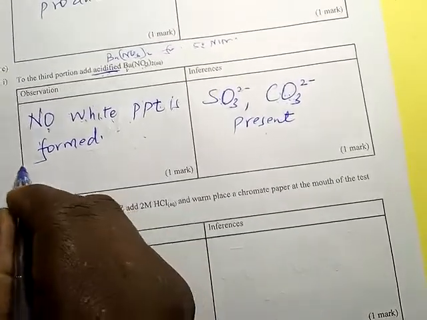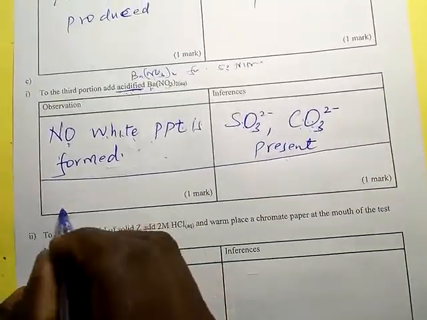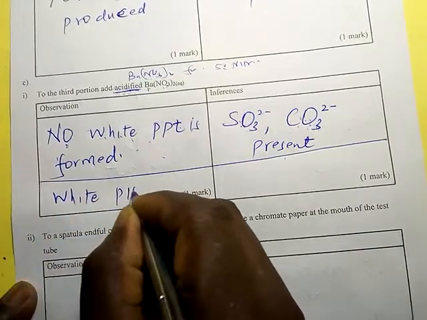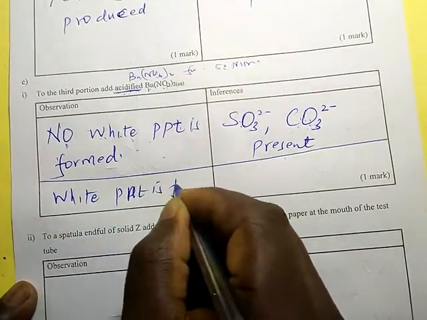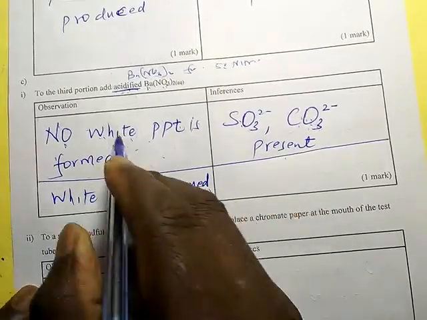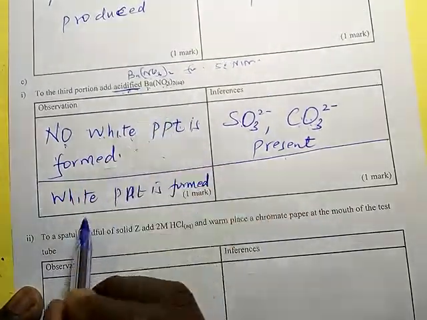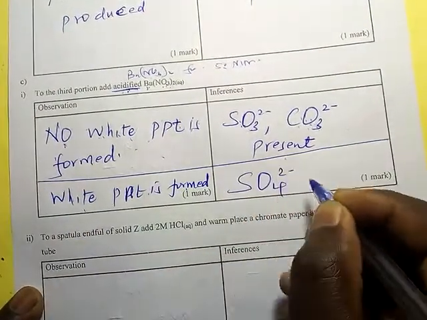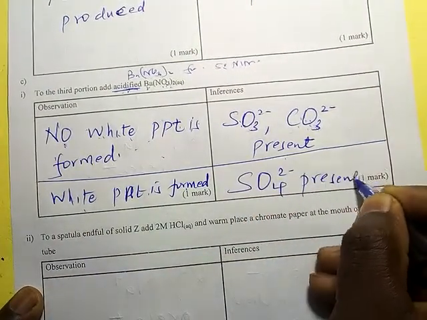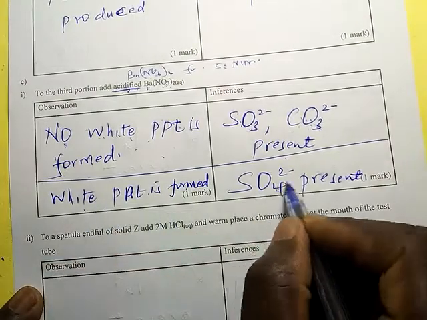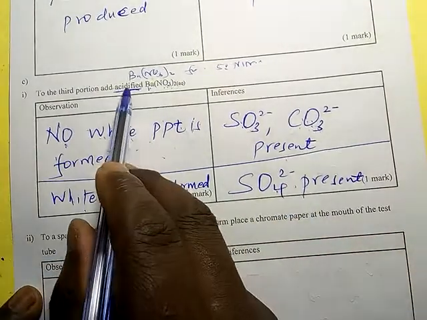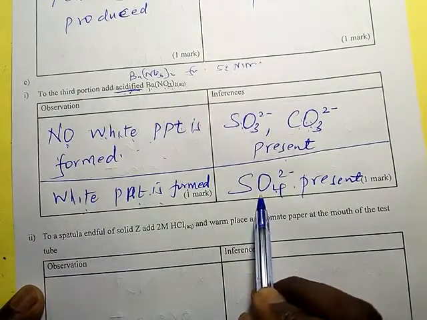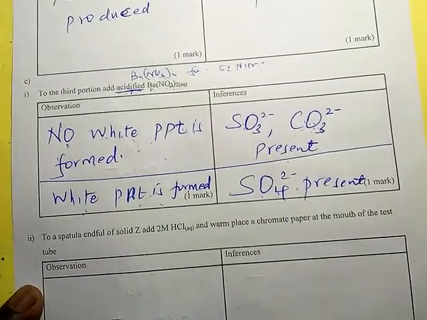So suppose, before I move to the next one, suppose here we say white PPT is formed. We are adding acidified barium nitrate and then a white PPT is formed. That is a confirmation that the sulfate is present. If you add acidified barium nitrate and then a white PPT is formed, that one is the sulfate ion that is present.